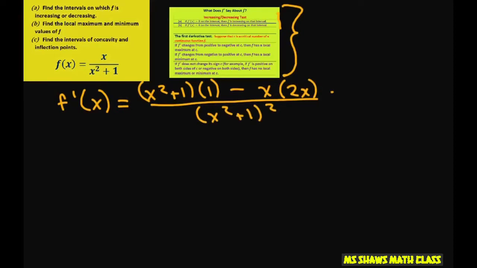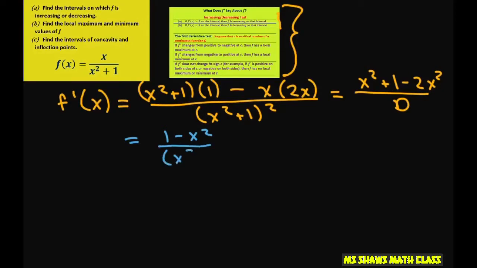Now simplifying the numerator, we're going to get x squared plus 1 minus 2x squared over our denominator. So that's going to eventually give us 1 minus x squared divided by x squared plus 1 squared. This can be factored more: 1 minus x and 1 plus x, divided by our denominator.